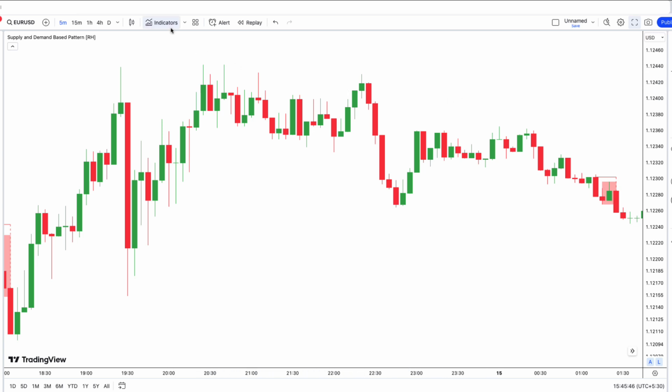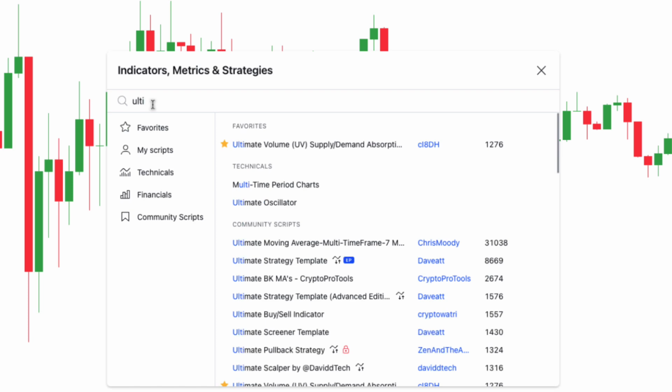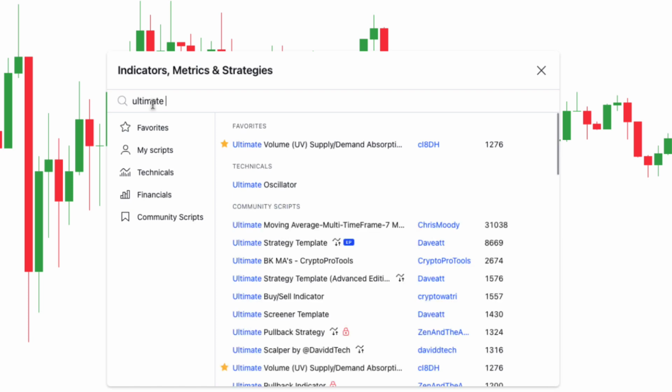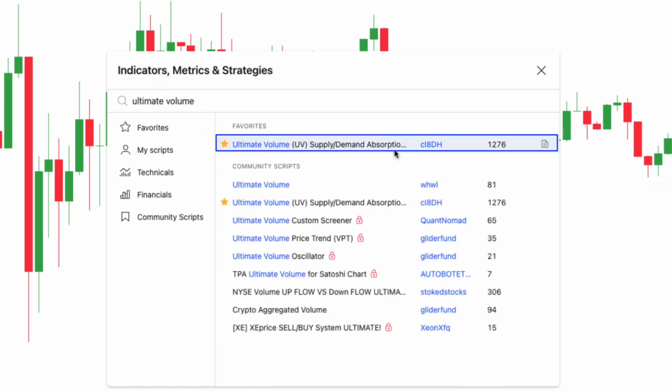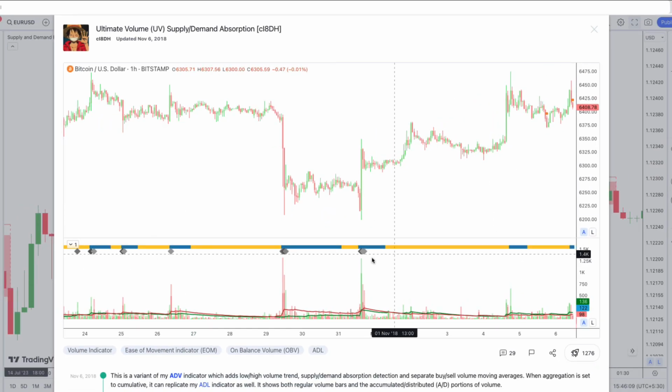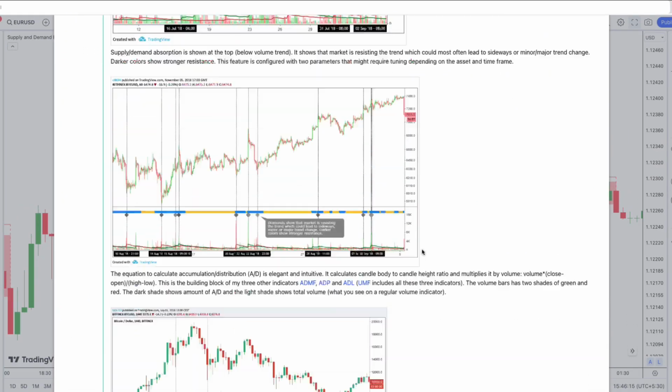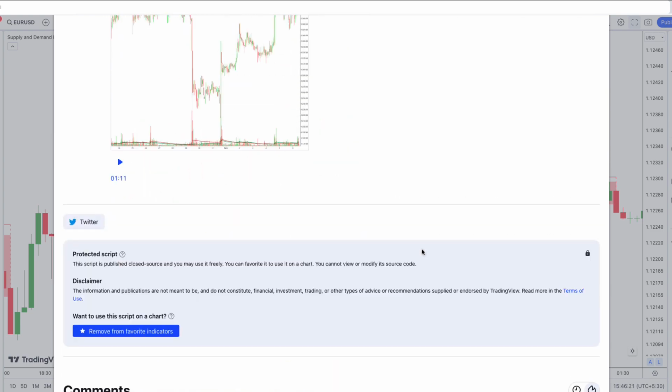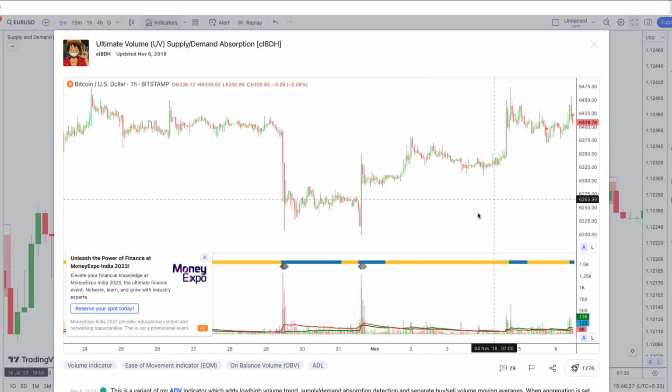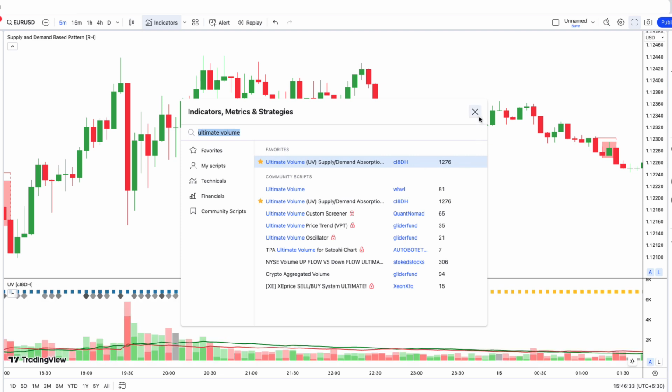Please go back to the Indicators Search tab and key in Ultimate Volume Supply and Demand. This tool is a real power performer. It incisively gauges buy sell pressure, pinpoints volume trends and uncovers instances of supply-demand absorption.